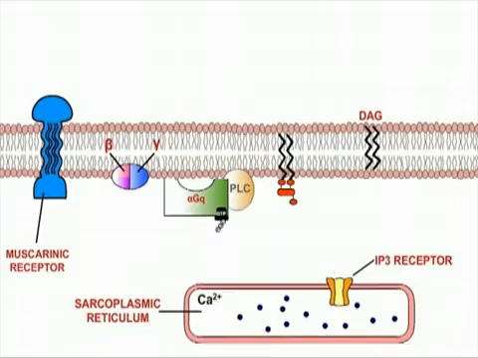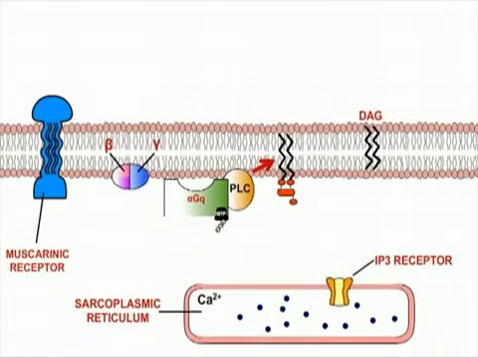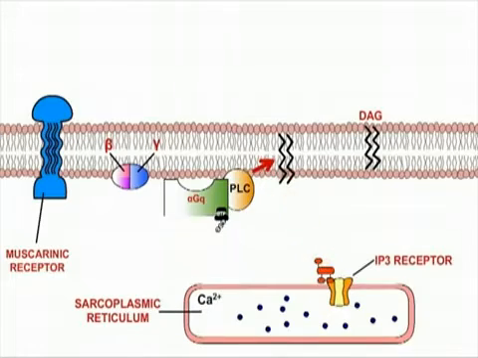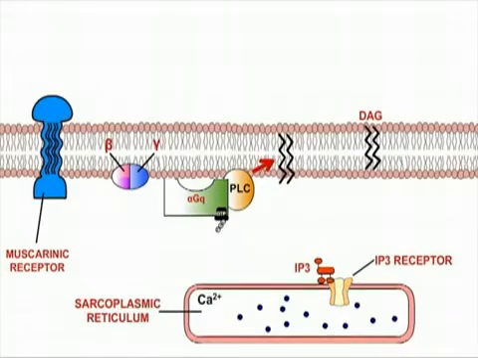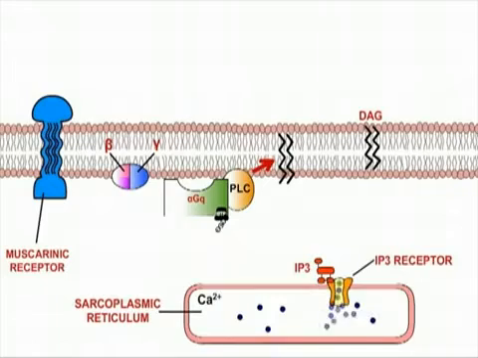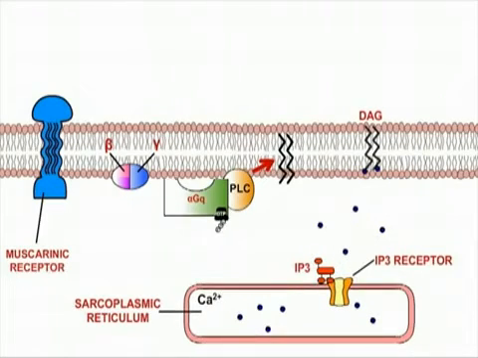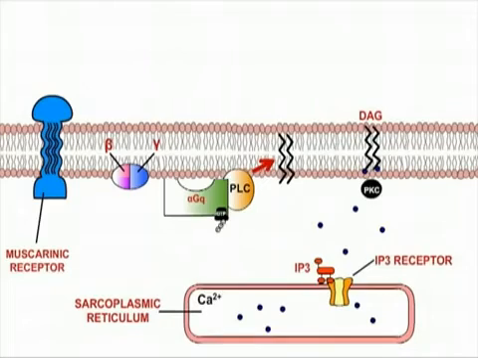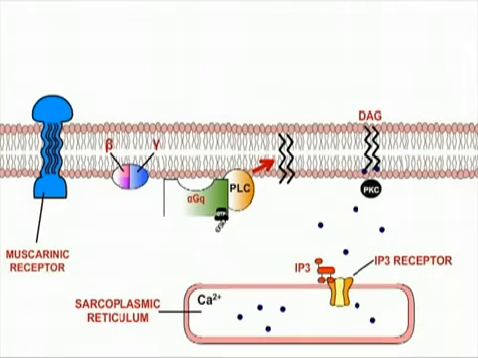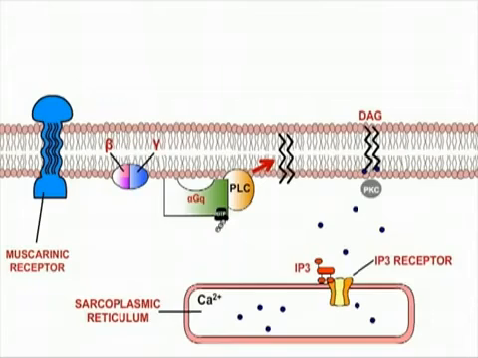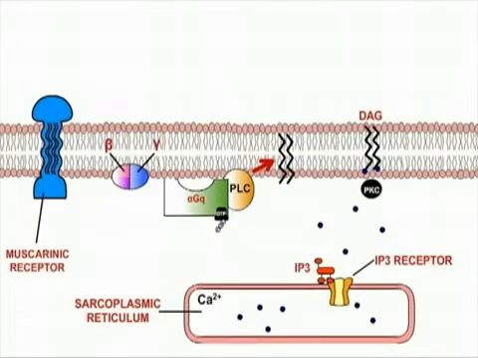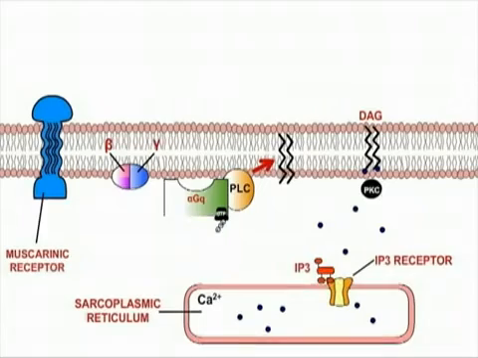IP3 reacts to a specific calcium receptor channels in the endoplasmic reticulum, causing calcium to be released. The released calcium will then bind to the cytosolic protein kinase C, causing it to bind with the cytoplasmic surface of the plasma membrane. Calcium, together with DAG, activates protein kinase C to phosphorylate important cellular effector proteins.